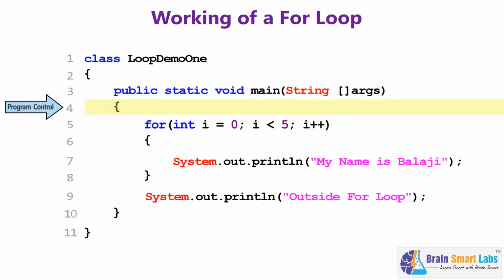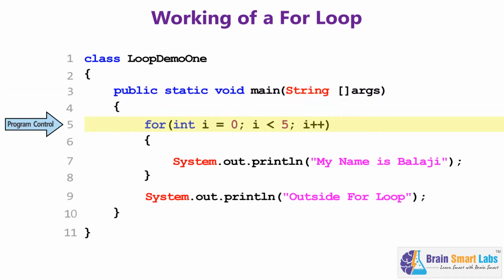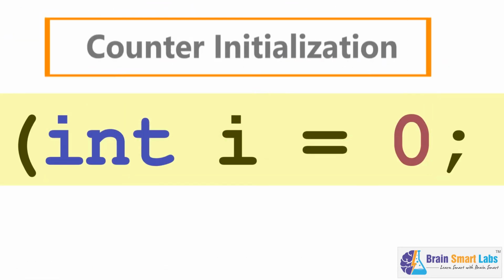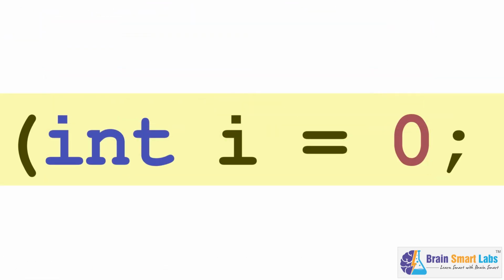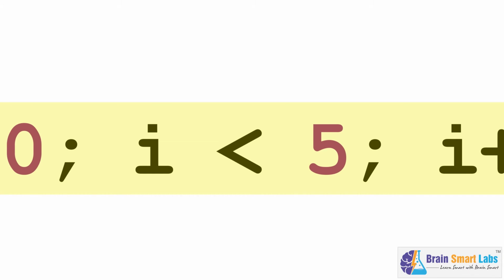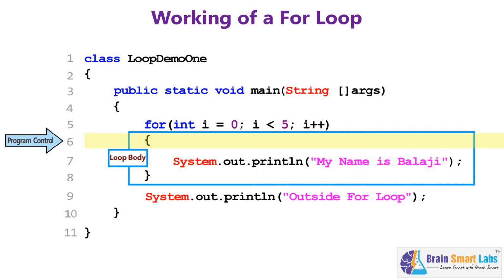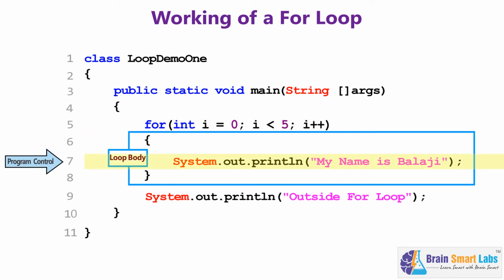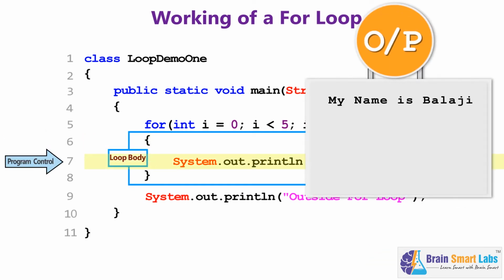There you go. In our program loopsdemo1.java, initially a counter variable bearing name i is initialized to 0. Later in the same line, a looping condition defined by a programmer is checked, that is i less than 5. As the condition turns out to be true for this instant, the program control enters the loop body and executes the same by printing the statement my name is Balaji over here.